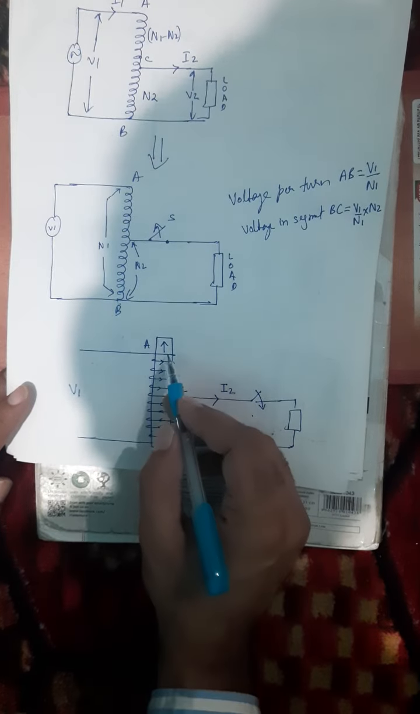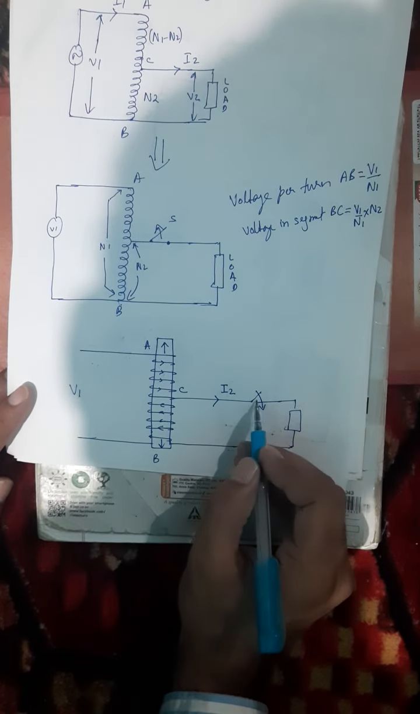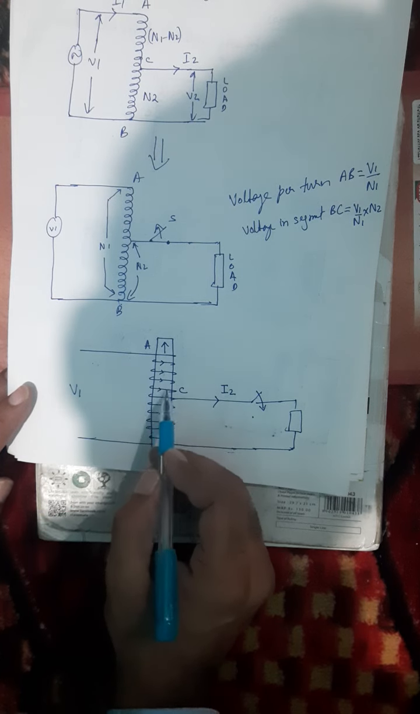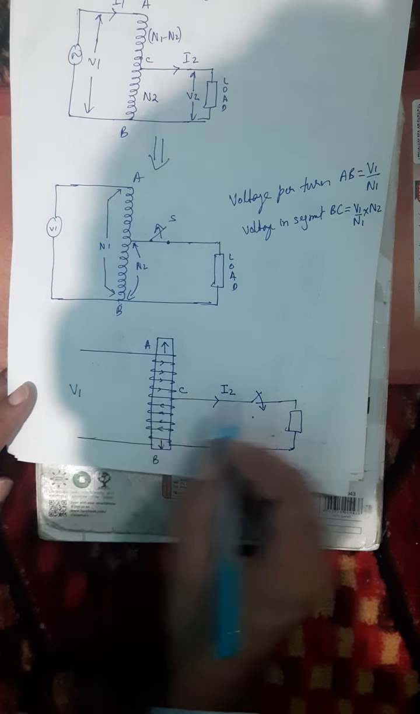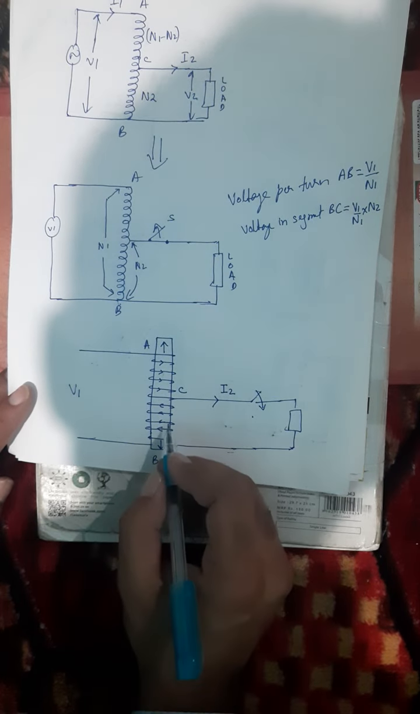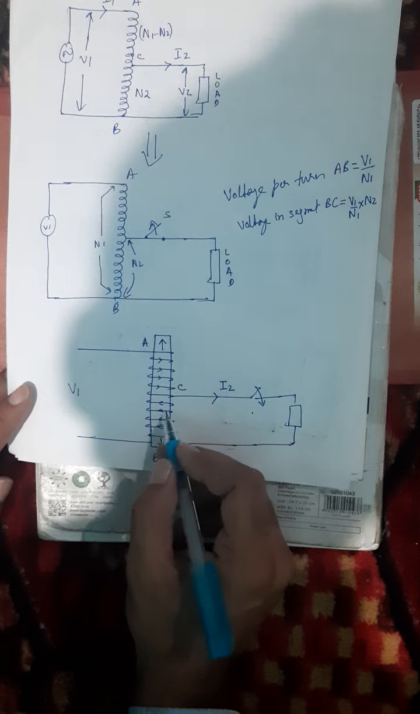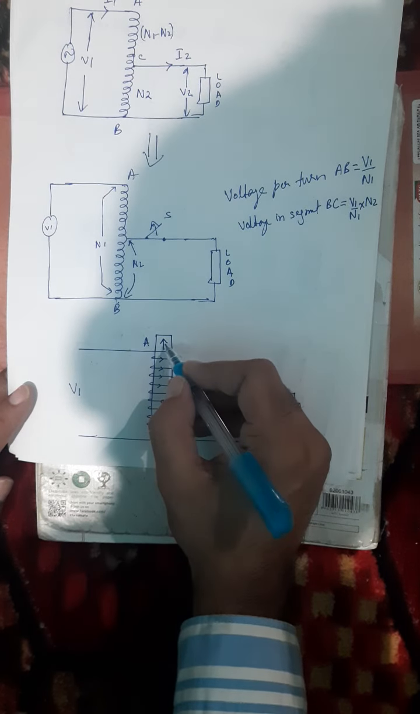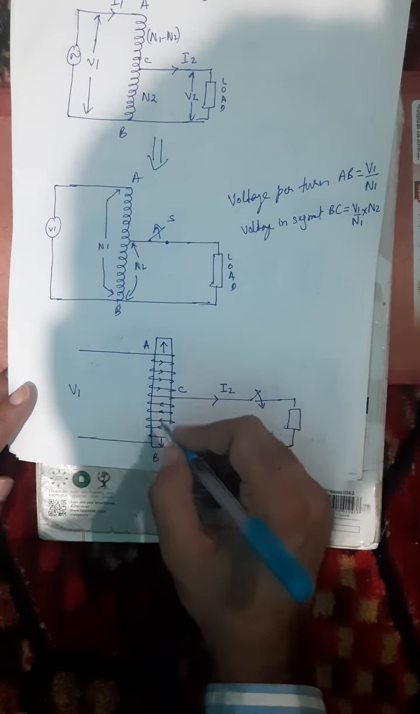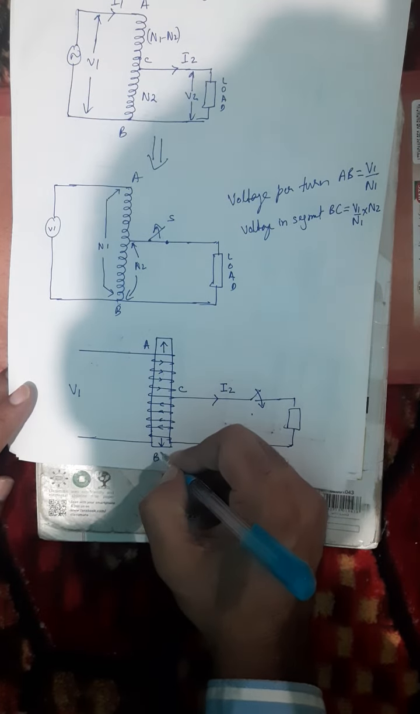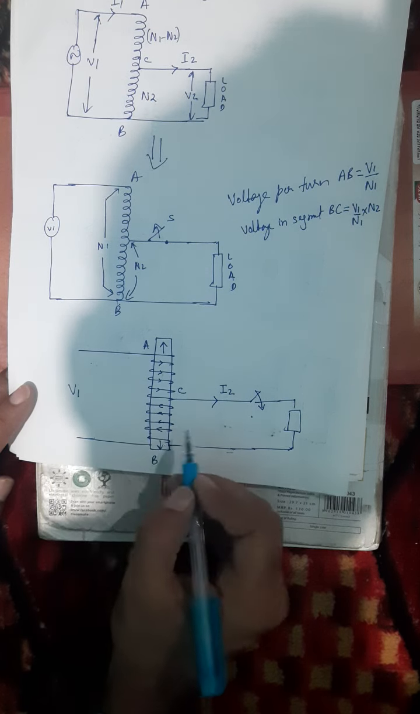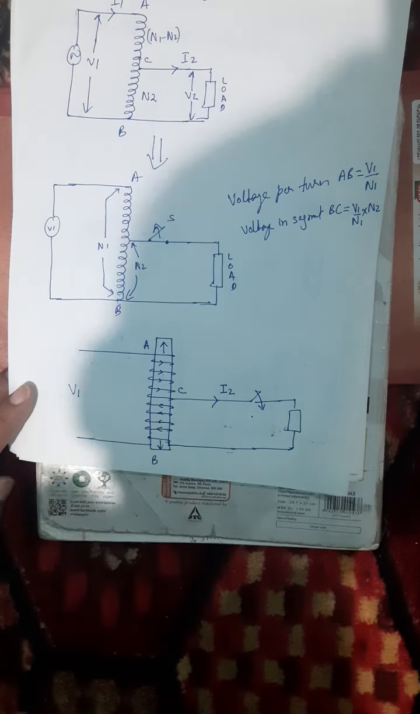So you can see that if the switch is initially open, the exciting current I1 is like this, but the moment the switch is closed, the current I2 will flow in this direction through the load, and it will flow in the winding in such a direction that it opposes the main flux. The flux produced by I2 should be in the downward direction, and the current I2 will flow in these windings from B to C.